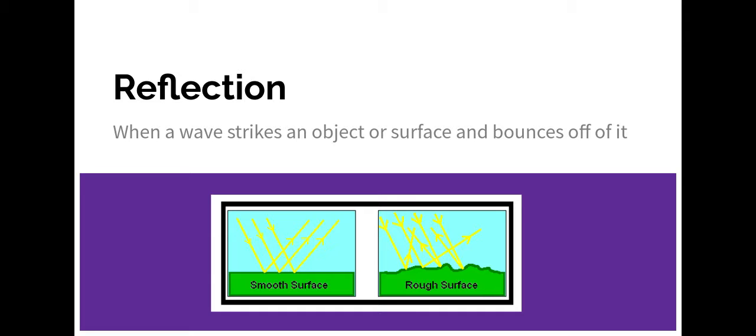So your image, when it's reflected back, is not going to be clear or sharp. So you're not going to see the exact image that you're supposed to see. You'll kind of see it where it's a little bit blurry. That would be an example of a rough surface.